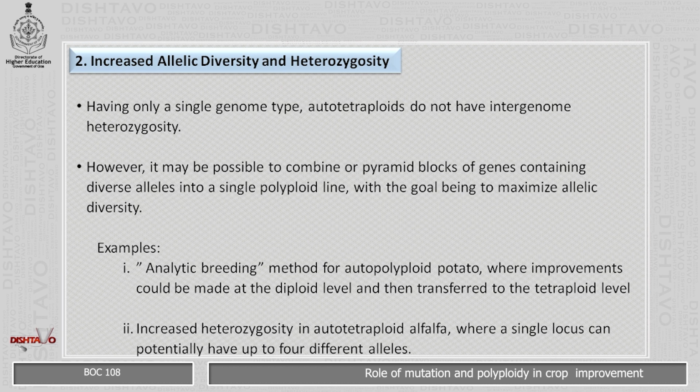Second application, increased allelic diversity and heterozygosity. Having only a single genotype, autotetraploids do not have intergenome heterozygosity. However, it may be possible to combine and pyramid blocks of genes containing diverse alleles into a single polyploid line, with the goal being to maximize allelic diversity. These are examples of analytic breeding method for autopolyploid potato and increased heterozygosity in autotetraploid alfalfa.